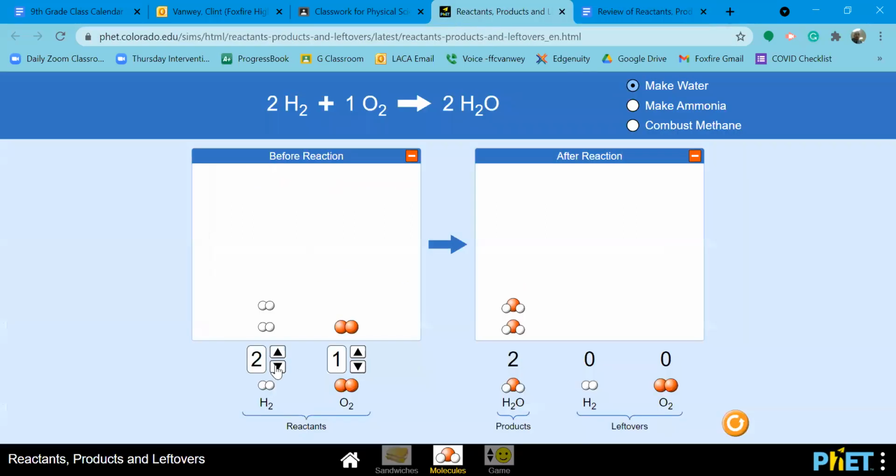If I don't have enough H2, it's not going to happen. If I have way too much H2, then I need more O2 for it to happen, or else I end up with lots of leftover hydrogen gas.